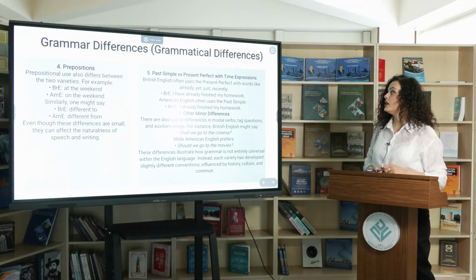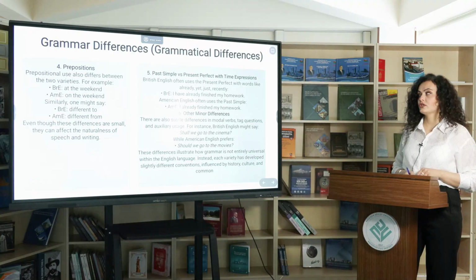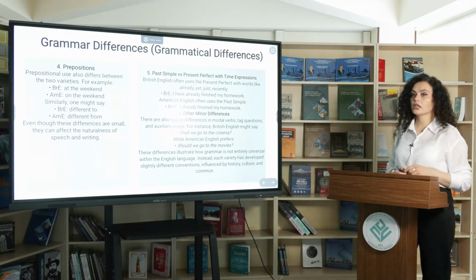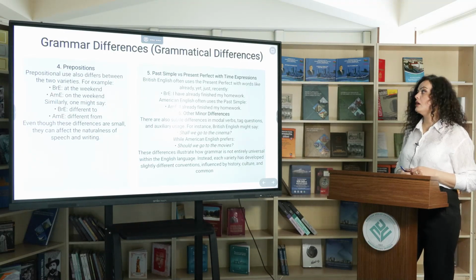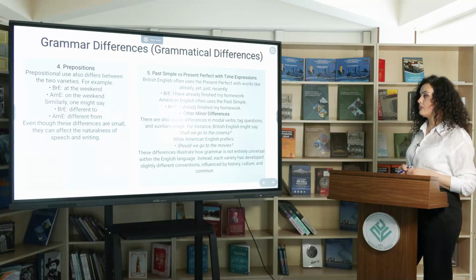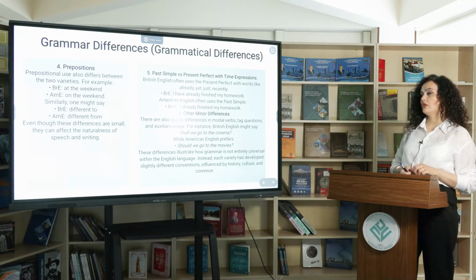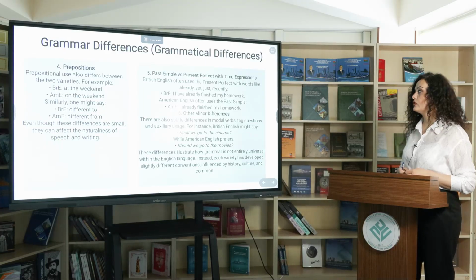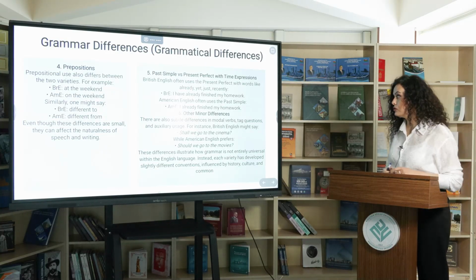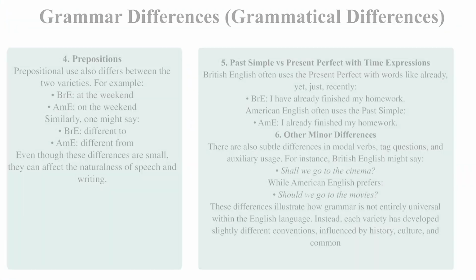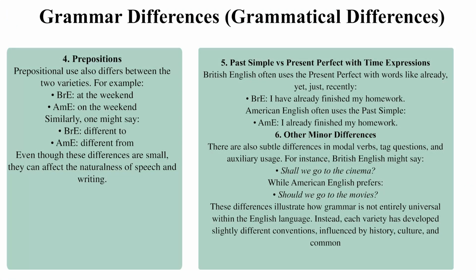And past simple and present perfect with time expressions. British English often uses the present perfect with words like already, just, yet, recently. For example, they say, I have already finished my homework. American English often uses the past simple. They say, I already finished my homework.